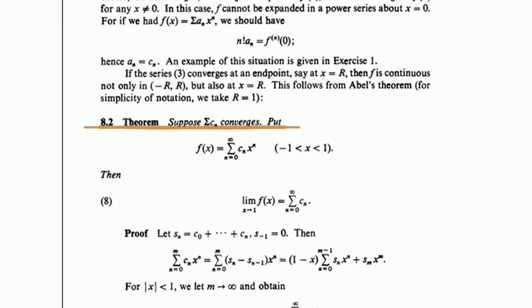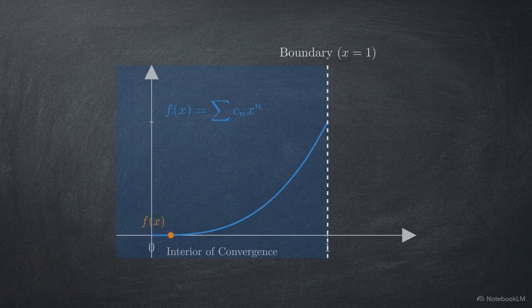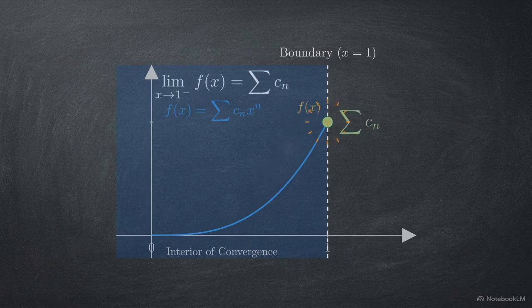Theorem 8.2, Abel's limit theorem, defines this behavior. This equation evaluates the limit as the variable x approaches a specific boundary point, such as x equals 1. If a point approaches the absolute boundary from the inside, and the series manages to converge at that specific edge point, the values align exactly. The function does not break at the limit. Its continuity extends seamlessly right to the edge.